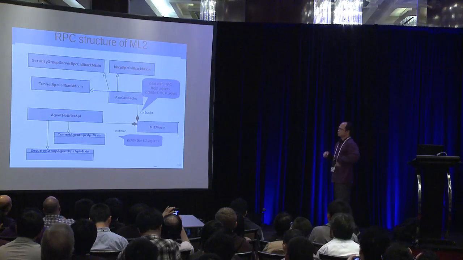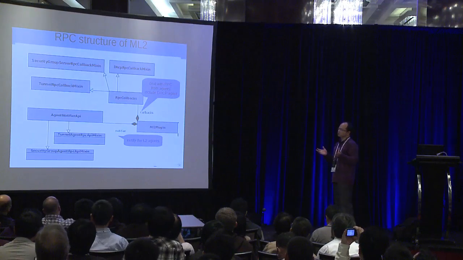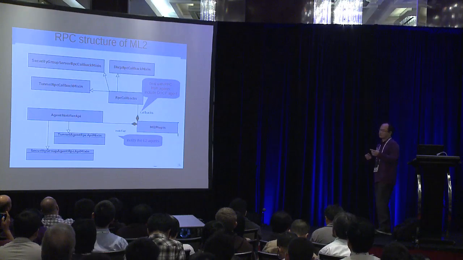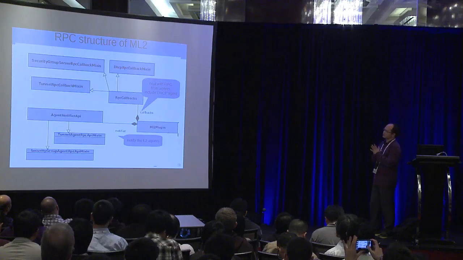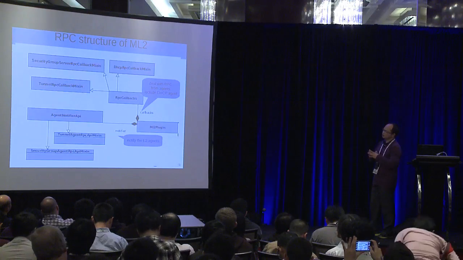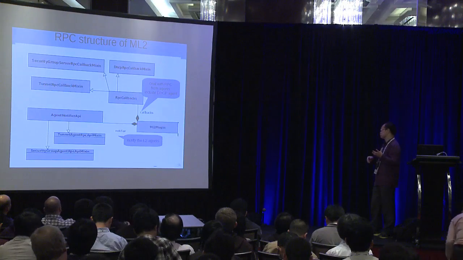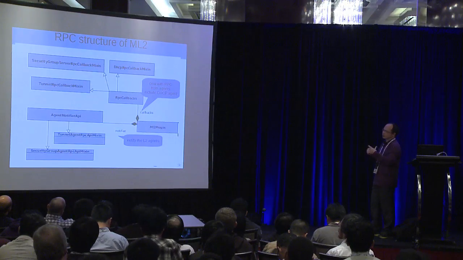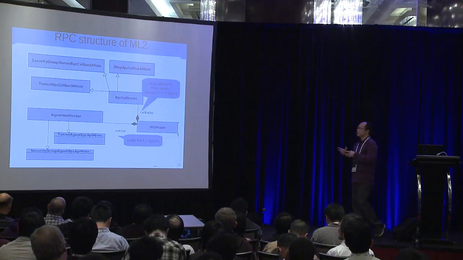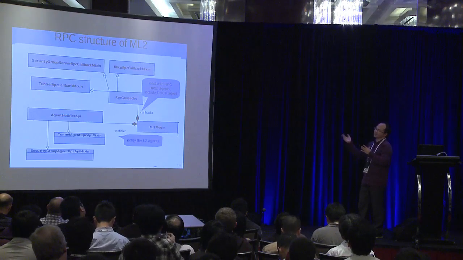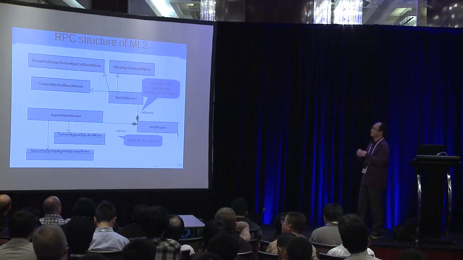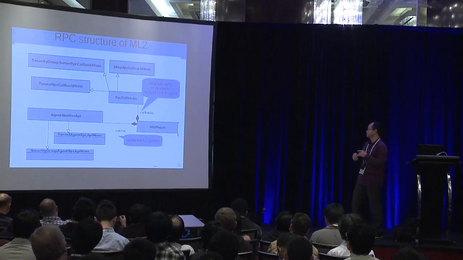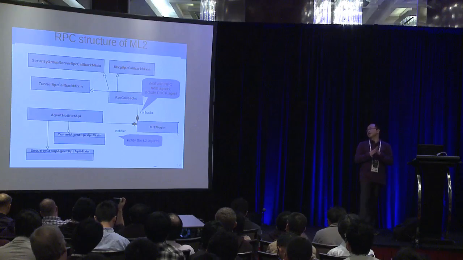The ML2 plugin is the core plugin. The core plugin consists of two very important objects to deal with the RPC messages. At the bottom, it is a notifier. A notifier object is used to notify the layer two agents with some messages. And then the callbacks. The callbacks are used to receive the RPC messages from various agents, such as the Open vSwitch agents, L2 agent, and including the DHCP agents.